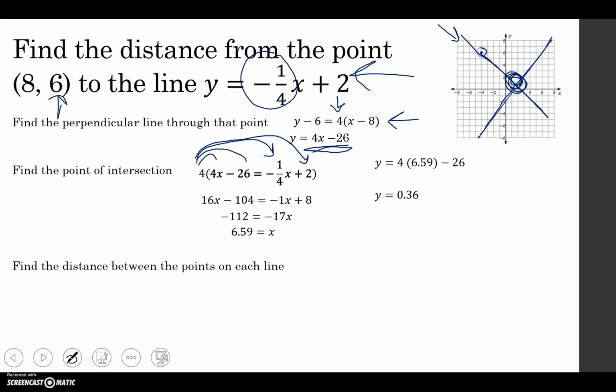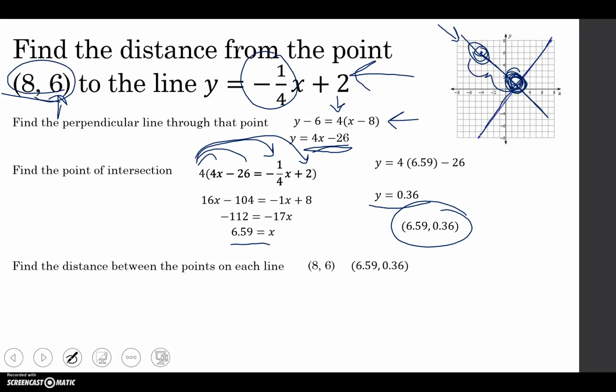So my last step is, well, I've had this point and now I just found this point. I'm going to find the distance between those 2 points. Okay, so I have my x value and y value to get my coordinate here, and then I have this coordinate given to me in the beginning. So I'm going to find the distance between those 2 points. So 8 minus 6.59 squared plus 6 minus 0.36 squared, and find the distance. And so this again, plug and chug into that lovely calculator of yours, and we get about 5.89.